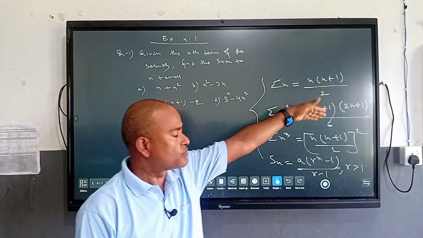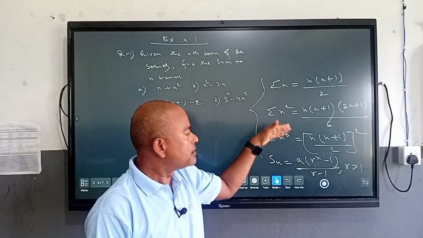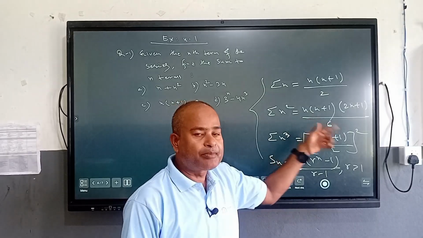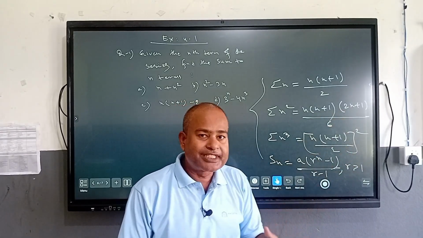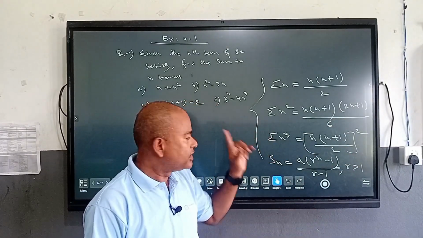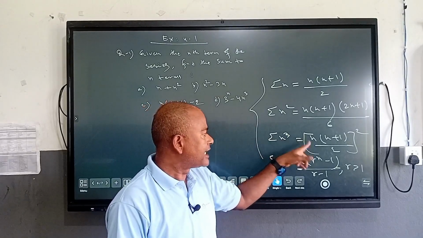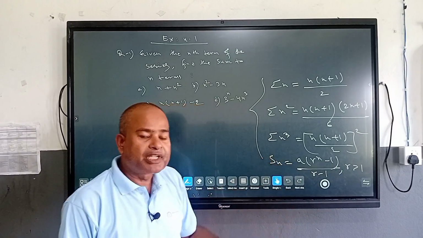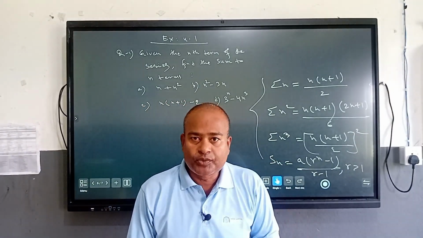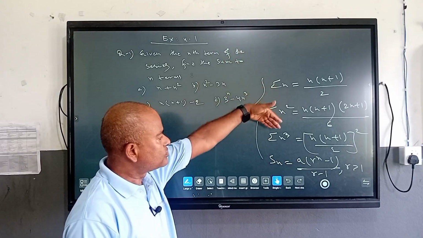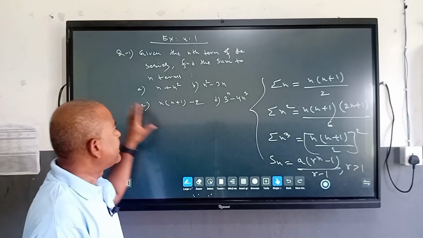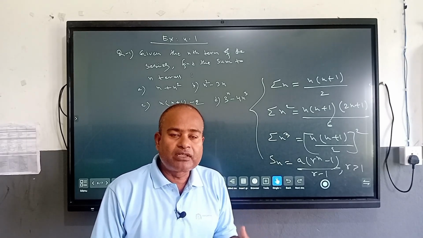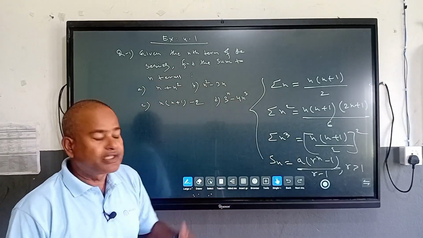So dear students, at first we should know the sum of the first n natural numbers. The formula is n times n plus 1 over 2, and the second formula is the sum of the squares of the first n natural numbers, which is n times n plus 1 times 2n plus 1 over 6, and the sum of the cubes of first n natural numbers is n times n plus 1 over 2 whole power 2, and the last formula is the sum of the n terms of a geometric series. So dear students, we must know these formulas, then only we can find out the sum of n terms of a given series.